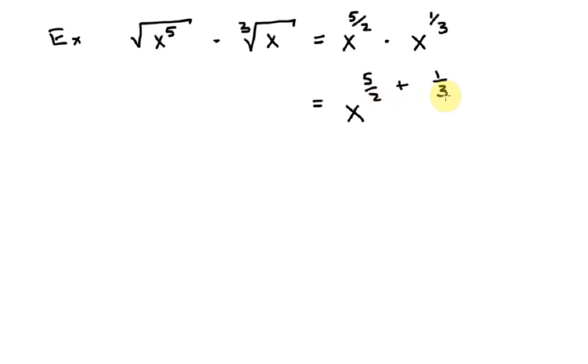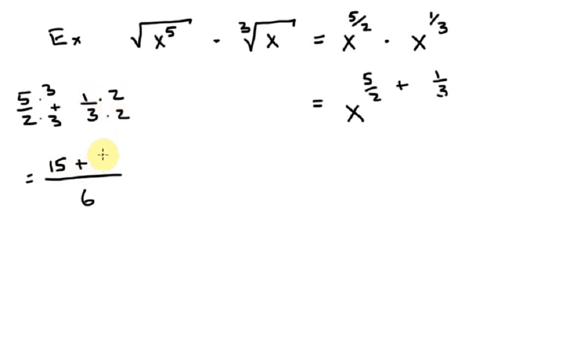Now, when I add fractions, I need a common denominator. So let's do that over here. Let's add these together. I have 5 halves plus 1/3. My common denominator, I think, is going to be 6. So I'm going to multiply the top and bottoms by 3, and over here the top and bottoms by 2. So I'm going to have, over 6, 5 times 3 is 15, plus 2. All right, so there's my new fraction. This is x to the 17/6. All right, so that looks pretty messy.